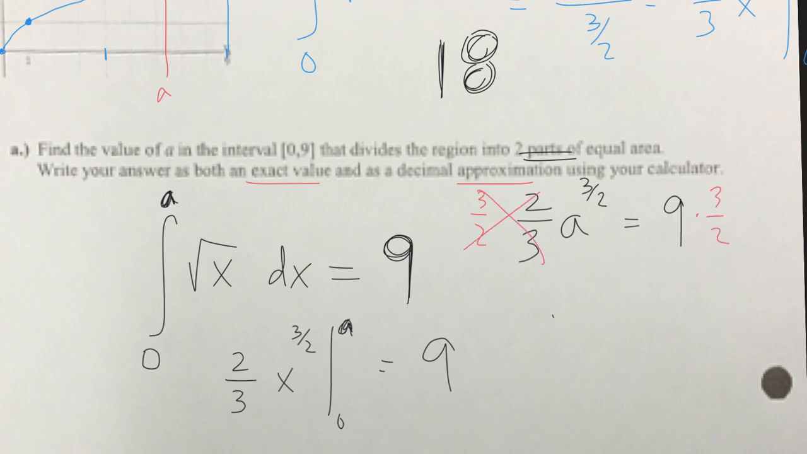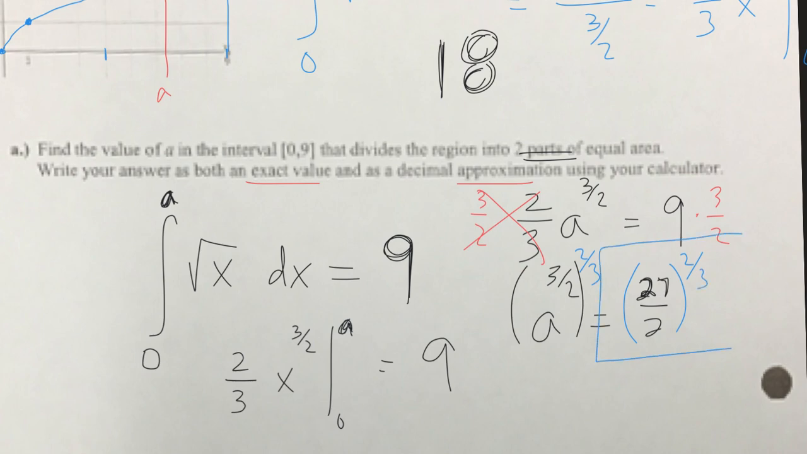Okay, so that means we have A to the 3/2 power equals 27 divided by 2, which I believe is 13.5 or something. Okay, and then I'm going to raise it to the 2/3 power. So I believe this would be adequate, right? This is an exact value. So if you left it like this, 27/2 or 13.5 raised to the 2/3 power, you would get it excellently correct.